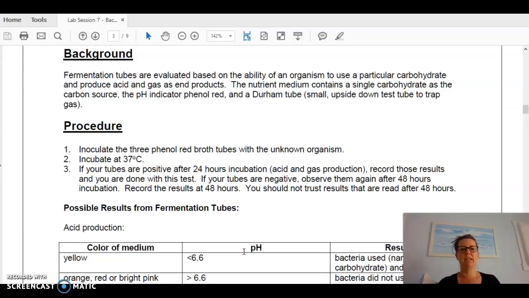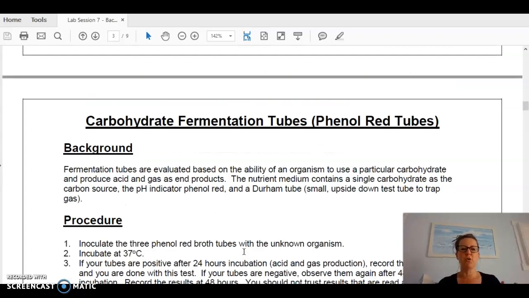this part here. Okay, so don't gloss over this lab because this is going to give you all the background information that you need. Here it's going to tell you about those carbohydrate fermentation tubes. So you might remember I mentioned glucose, lactose, and mannitol. Very common carbohydrates that bacteria like to use.